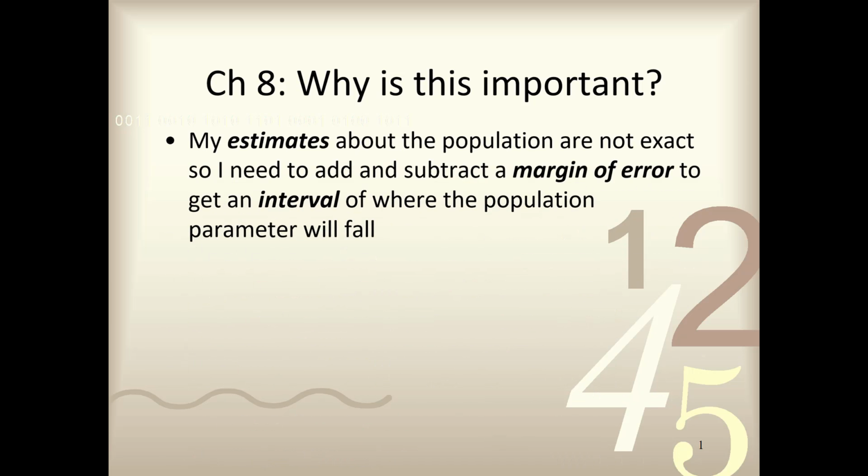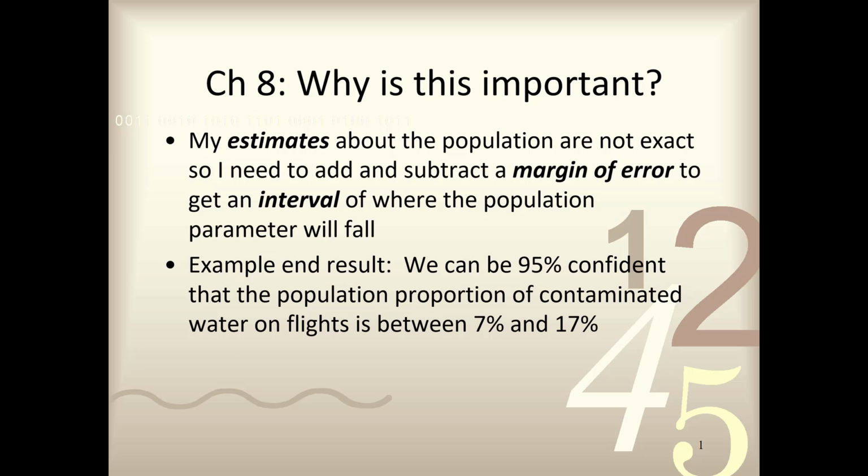So my estimates about the population are not exact. The estimates that you get from the sample are not exact. So I need to add and subtract a margin of error to get an interval of where I think the population parameter will fall. An example end result of confidence intervals is we can be 95% confident that the population proportion of contaminated water on flights is between 7% and 17%. Notice I'm giving an interval and making an estimate about the population. Again, my sample's not going to be perfect, so I'm adding and subtracting a margin of error to that.